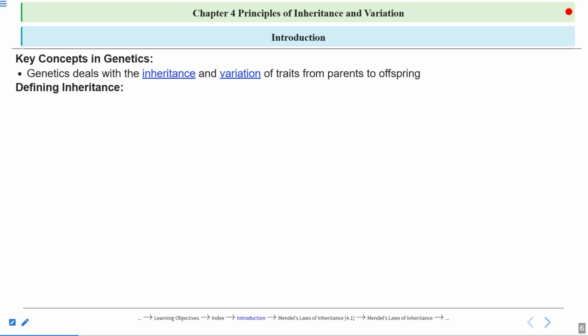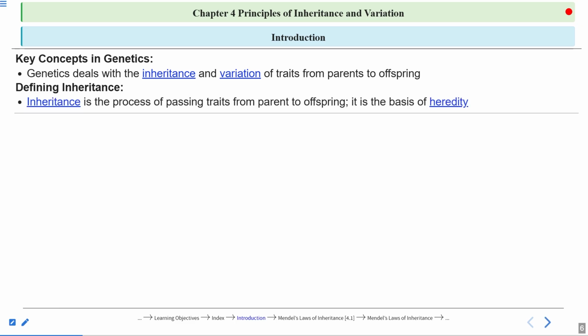Now let's define inheritance. What is inheritance? Inheritance is the process of passing traits from parent to the offsprings, and it is the basis of heredity. So what is happening in inheritance? The traits are passed on from the parents to the offsprings. The genes are passed on from the parents to the offsprings. This is known as inheritance. Inheritance is the basis of heredity.